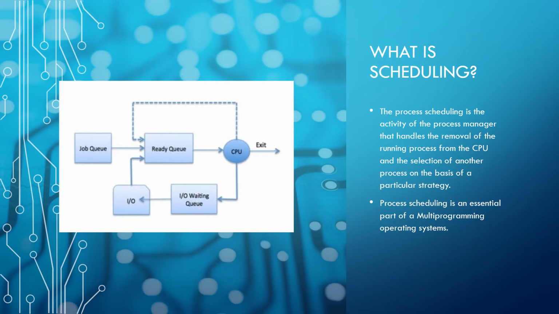Process scheduling is the activity of the process manager which handles the removal of the running process from the CPU, as well as selecting another process based on a particular strategy. And process scheduling is an essential part of a multi-programming operating system.